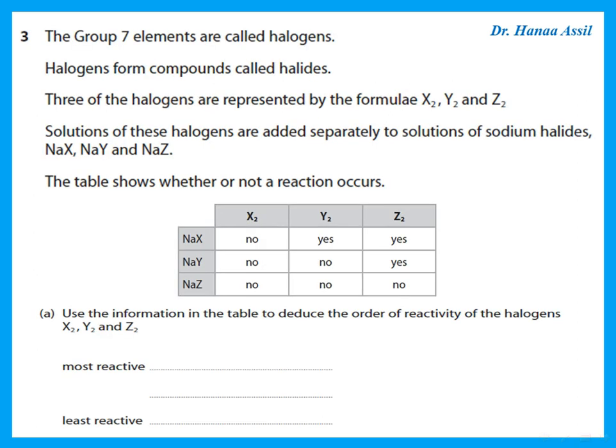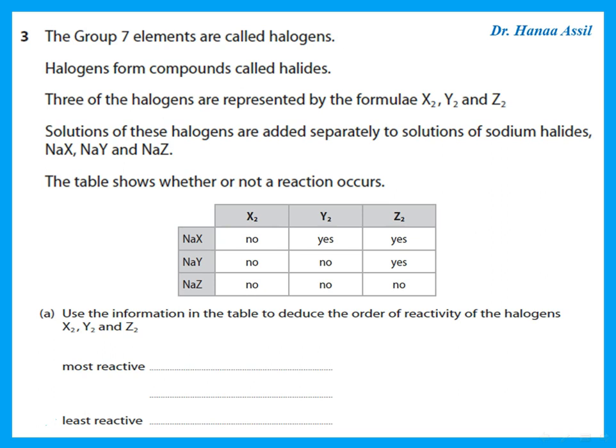Okay? Group 7 elements are called halogens. Halogens form compounds called halides. So we have chlorides, bromides, iodides, and so on. 3 of the halogens are represented by the formula X2, Y2, and Z2. Solutions of these halogens are added separately to solutions of sodium halides, sodium X, sodium Y, and sodium Z. The table shows whether or not a reaction occurs. Remember this kind of experiment. What do we do?